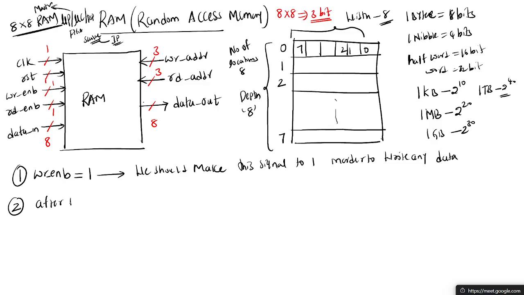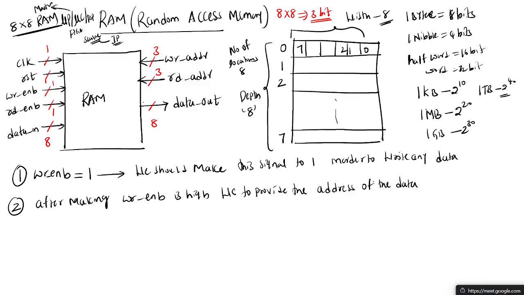After write_enable is high, the processor needs to provide the address of the location where the processor wants to write the data. Internally, the microprocessor consists of a decoder circuit, and the decoder will generate the address.